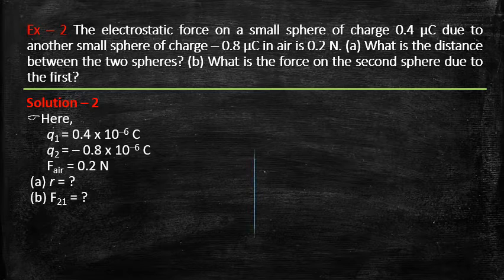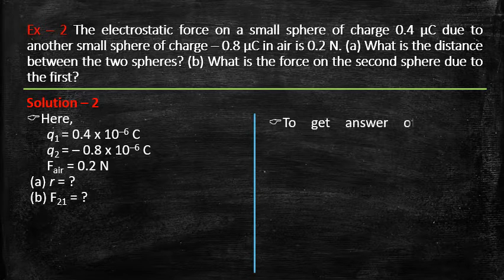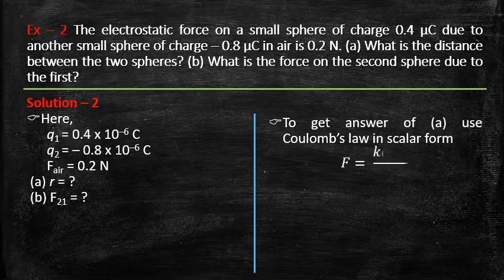Now A is very easy. Again, we have to apply scalar form of Coulomb's law. So K Q1 Q2 by R square should get us our answer. We have Q1, Q2 and R square. Sorry, R square we don't have, but make it subject of formula. We have F given, so you can find out R.